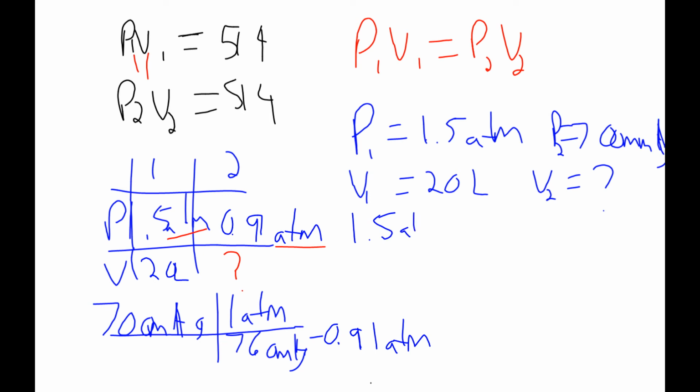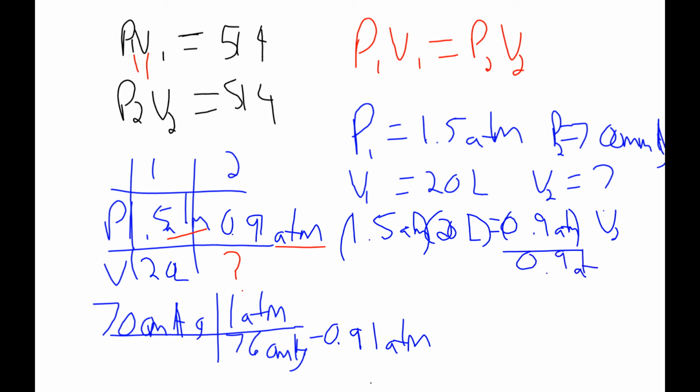1.5 atm, so there's P1, times V1, which is 20 liters, equals 0.9 atm times V2. Okay, so how do we isolate V2? Simple, just divide both sides by 0.9 atm. Units and values will cancel out. Atm cancels out, and notice what you're left with, the units. You're left with the units of liters.